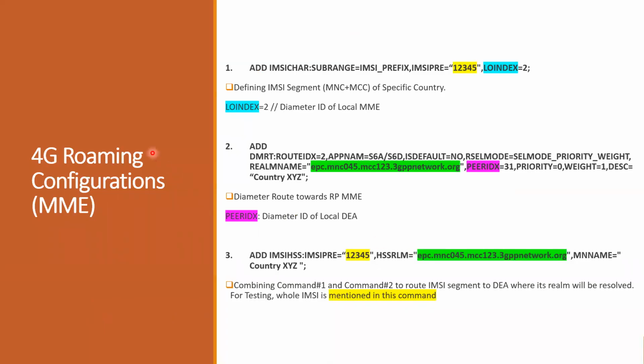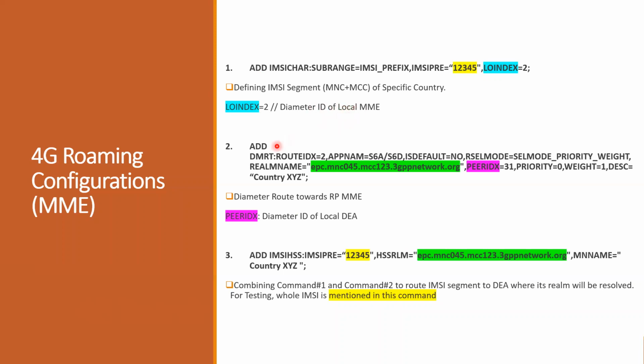The configurations related to 4G roaming. The first configuration is to add the characteristics, and here you specify the MNC and the MCC in MZ3. And then you specify the local index as well. The MZ3 is going to be your MNC and MCC. The local index is basically the diameter ID of a local MME.